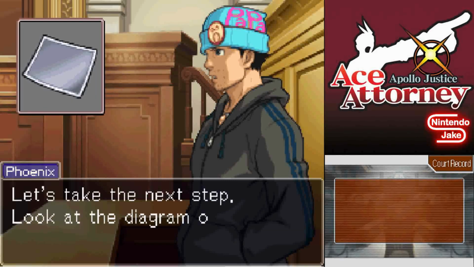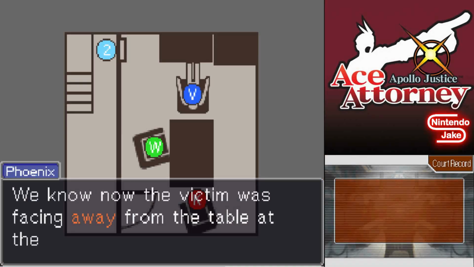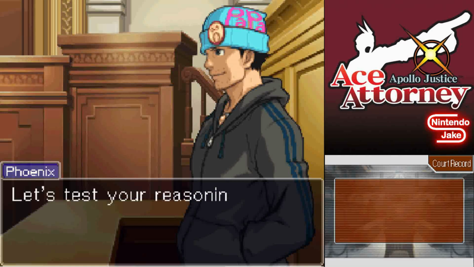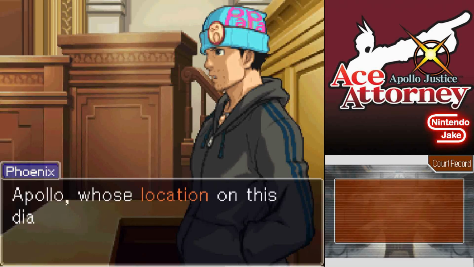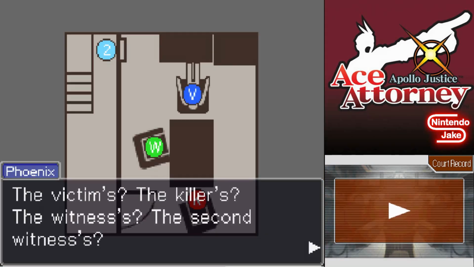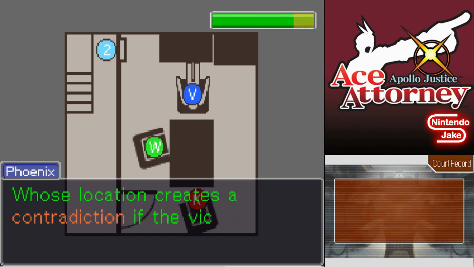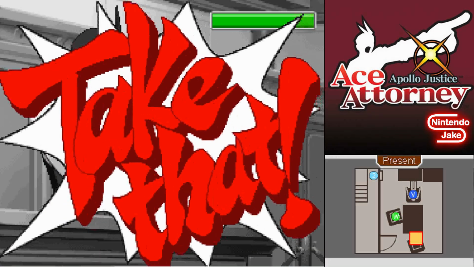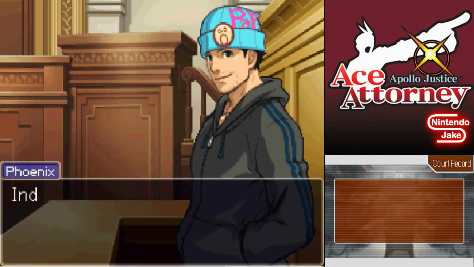Let's take the next step. Look at this diagram once more. We know the victim was facing away from the table at the time of the murder, but this creates another significant contradiction. Again! Let's specify your reasoning again. Apollo, whose location in this diagram contradicts our new understanding of the crime? He was facing away. Yours? He was struck from the front, correct?